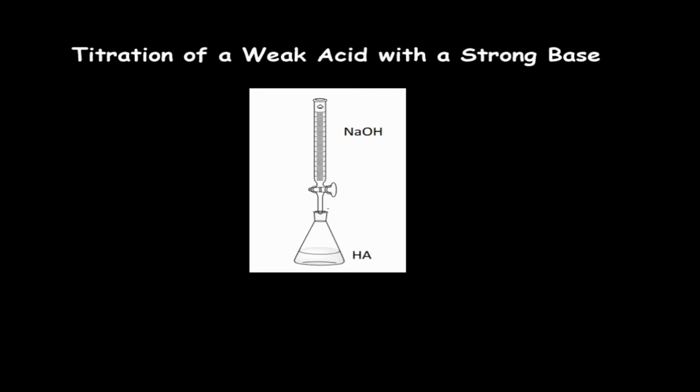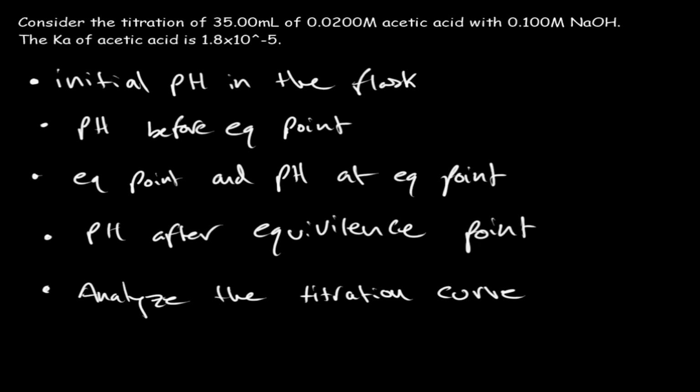Hi. So in today's video, we will be looking at how to do a titration of a weak acid with a strong base. So our question is, consider the titration of 35 milliliters of 0.02 molar acetic acid with 0.1 molar sodium hydroxide, and the Ka of acetic acid is 1.8 times 10 to the negative 5.